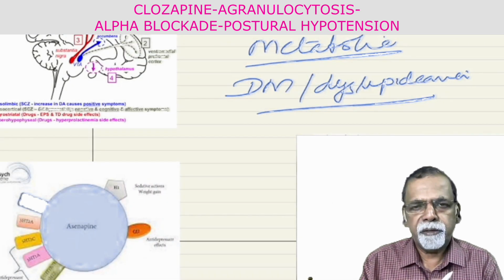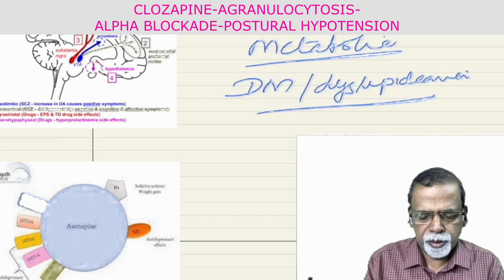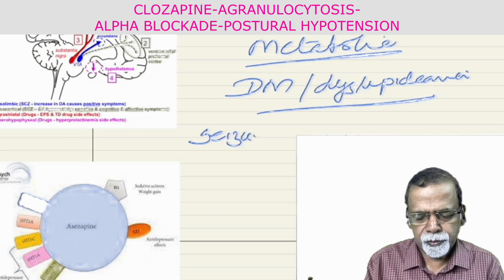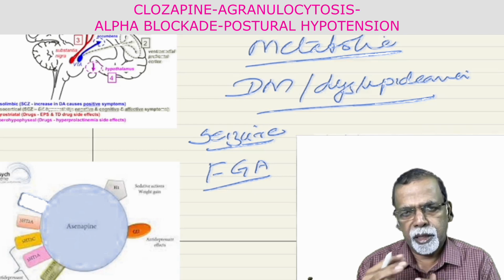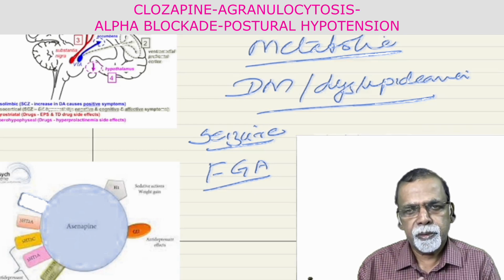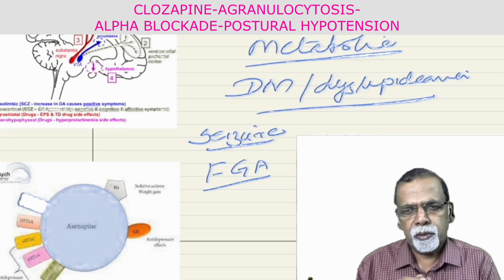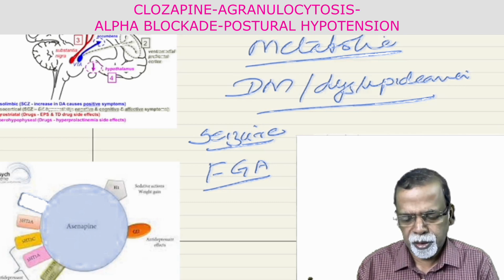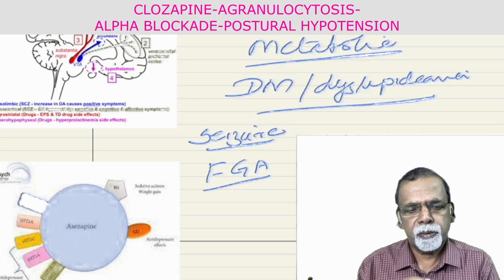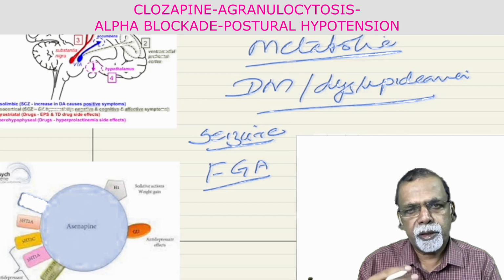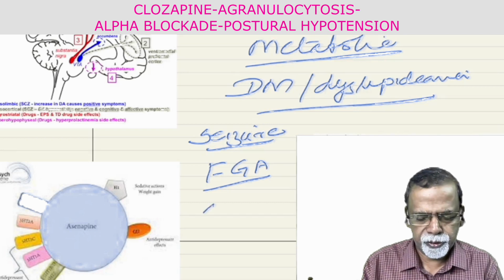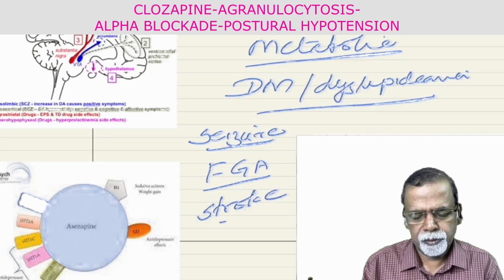Then we have already mentioned the membrane effects. They have a tendency to precipitate seizures, especially the first generation antipsychotics. So in patients on antiepileptics or with a history of seizures, you should be careful in selecting. The first generation antipsychotic often used is haloperidol. This can induce seizures. Then there is an increased risk of stroke, especially when given to the elderly, more than 65 years.